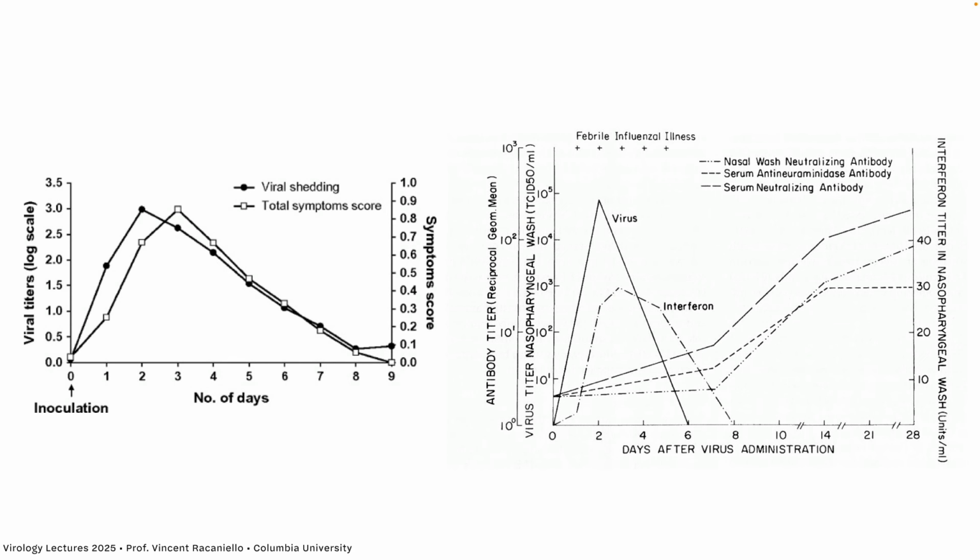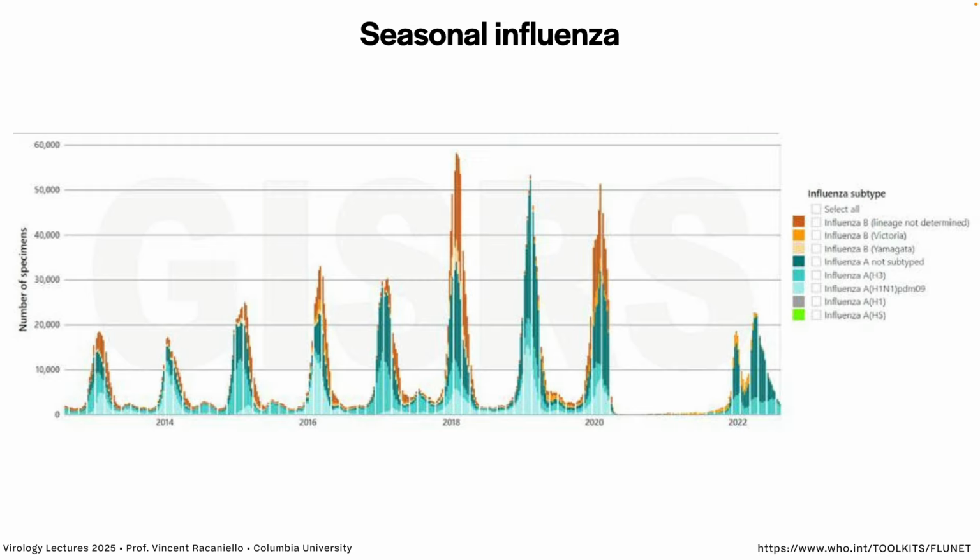On the right is another challenge experiment, days after administration, and we're looking at either virus titer in the nasopharyngeal wash or antibody titer in the wash or serum. And you can see virus, again, peaking very quickly and going down very quickly, with a rapid peak of interferon. And here are the antibody titers. They're coming up when the infection, the reproduction, is almost over. The symptoms are not over. You're going to feel crappy for 2 weeks, but it's coming up late. And so I think the main key of clearance is interferon for influenza.